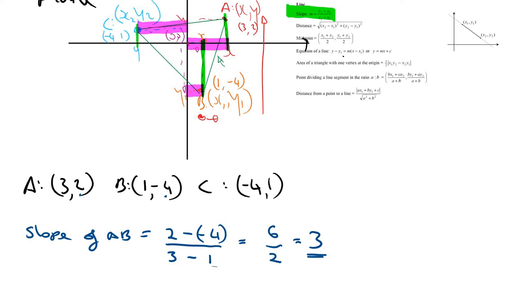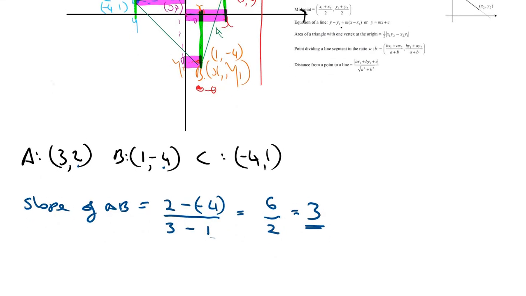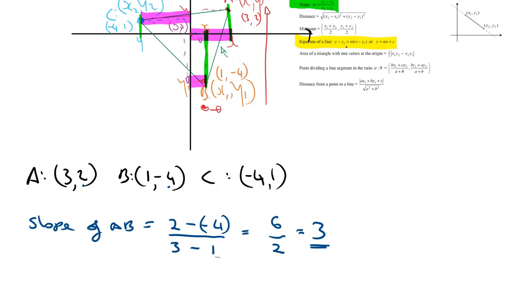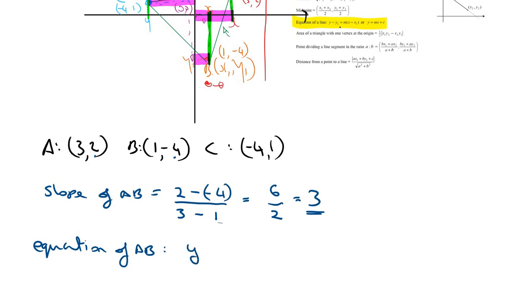What can I do with that slope? Well, I'm able to work out the equation of that line between them. So if I look at the formula for the equation of the line, which is this one here, I'm told to write the equation of the line. We simply use a formula, which is y minus y1 equals m times x minus x1.